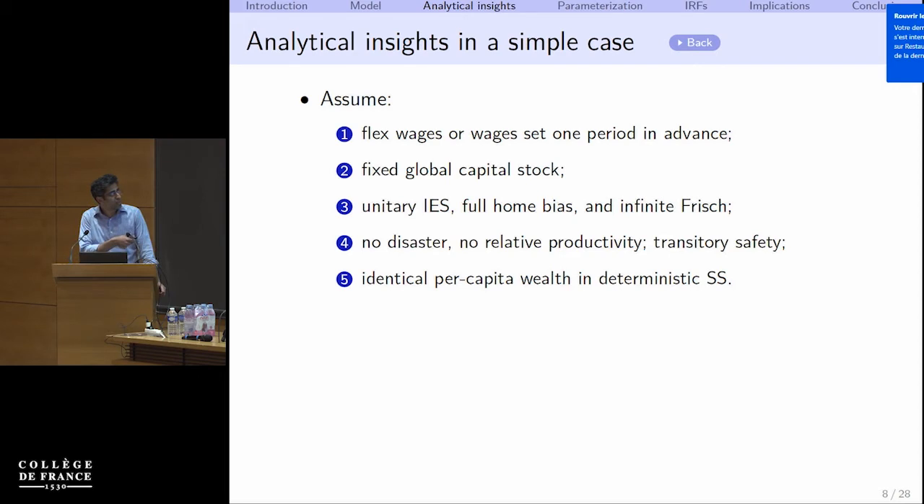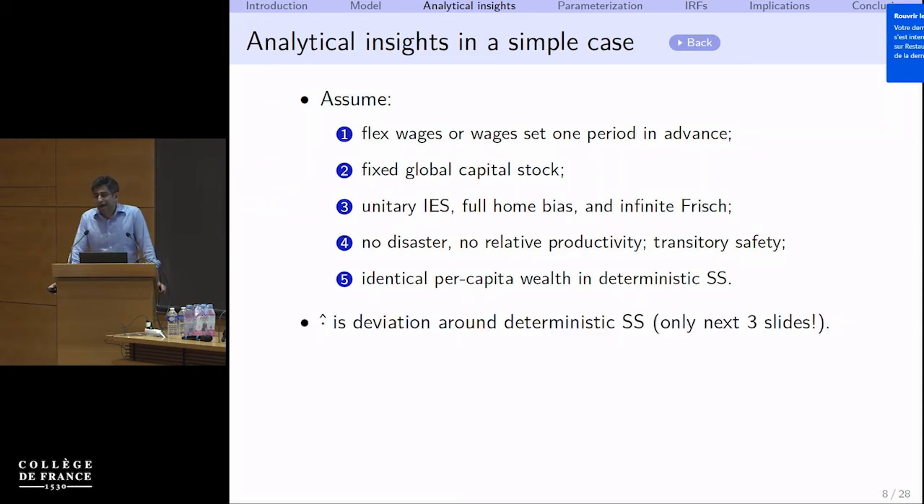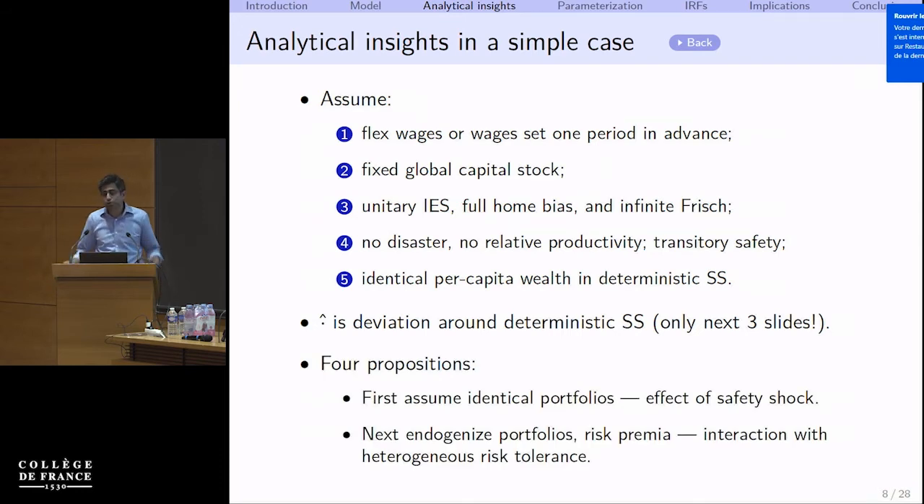And finally, I want to think about a deterministic steady state with identical per capita wealth. I'm going to use hats to denote deviations from that deterministic steady state only for the next 3 slides. As I said, the model is solved globally. And I'm going to walk you through 4 propositions. What's the broad narrative? First, I want to assume identical portfolios, and I want to laser in on what are the global effects of a flight to safe dollar bonds. I then want to endogenize international portfolios and think about risk premia. And there's going to be an important interaction between the flight to safety and heterogeneity in risk tolerance.